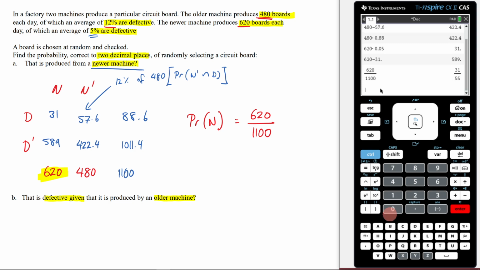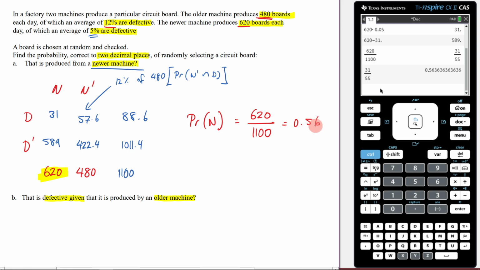So that means here, what we're going to do is go 620 divided by 1100. We hit enter and we're going to get a fraction, but we want it to 2 decimal places. So let's come back up. Let's go control enter, and we're going to get an answer of 0.56. That's to 2 decimal places. I've rounded it correctly. That's going to be my answer there.